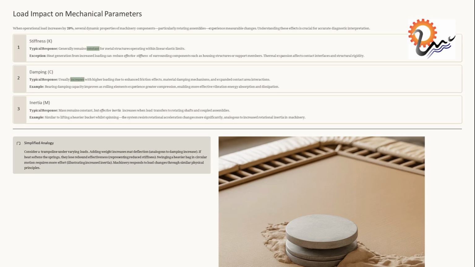Understand the load impact on mechanical parameters, including stiffness, damping, and inertia. These factors are crucial in optimizing system performance and ensuring accurate diagnostics. Simplified analogies will help you grasp these concepts and their significance in AI-driven diagnostics.